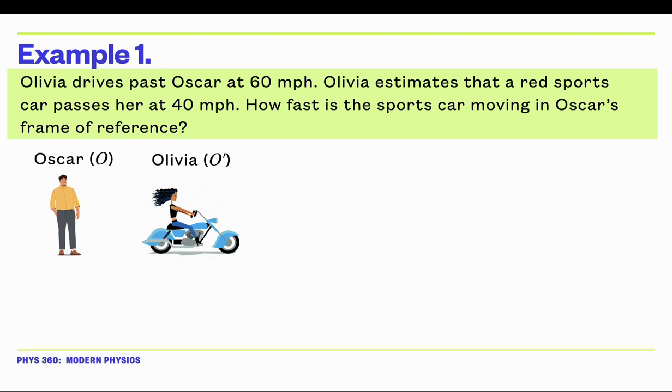So there's Oscar. We're going to assume that Oscar is in the unprimed frame, the O frame. Olivia is going to be in the primed frame, so Olivia will be making measurements in O prime. We know that Oscar sees Olivia drive past him at 60 miles per hour. So this information in the problem is from Oscar's perspective, and that's what we need. Remember, it's the O prime frame, so u is going to be the velocity of the O prime frame as measured by the O frame. And that's what we're given in the problem.